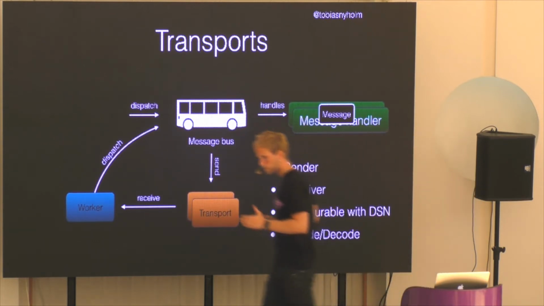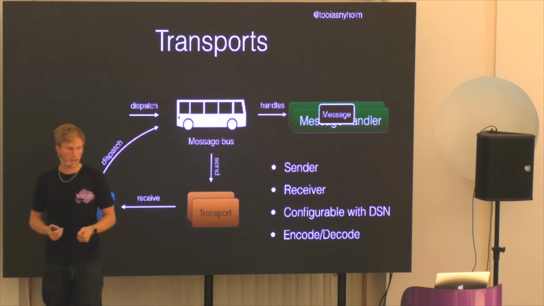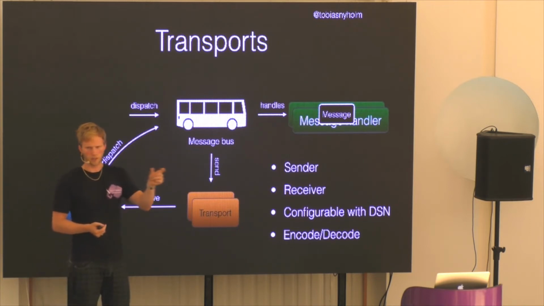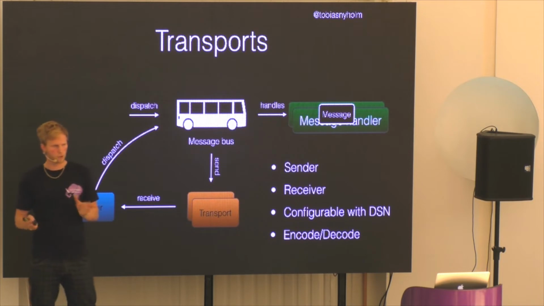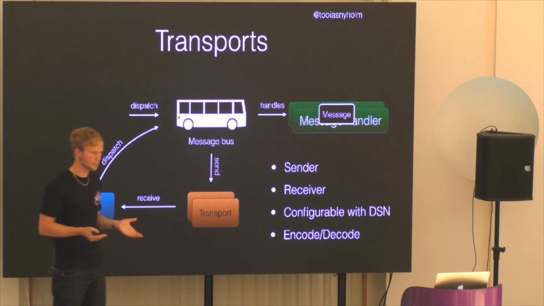And a transport has a few concepts. It has a sender and a receiver. It should also be configurable by a DSN string, like the long URL-looking thing. And it should have some way to encode and decode. By default, we're using the Symfony serializer to encode and decode.